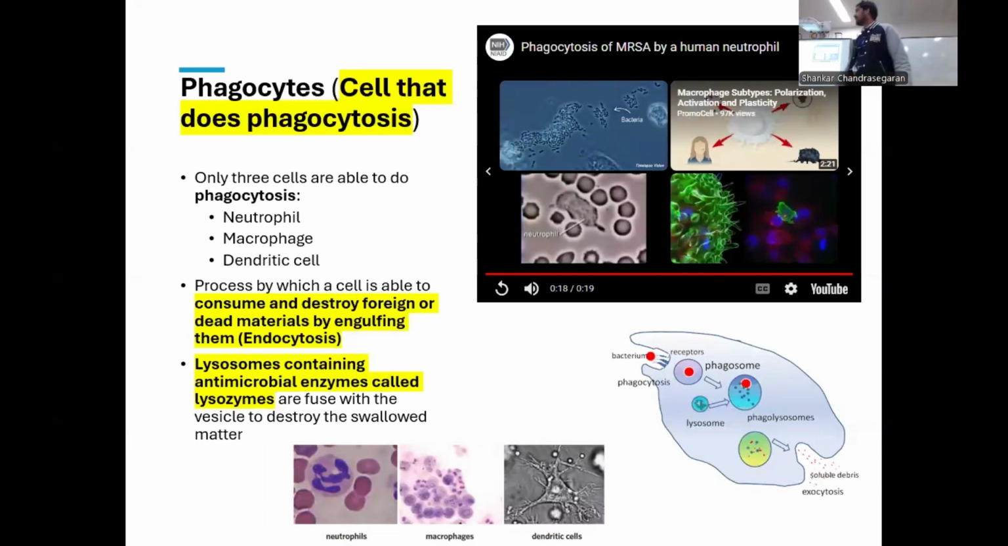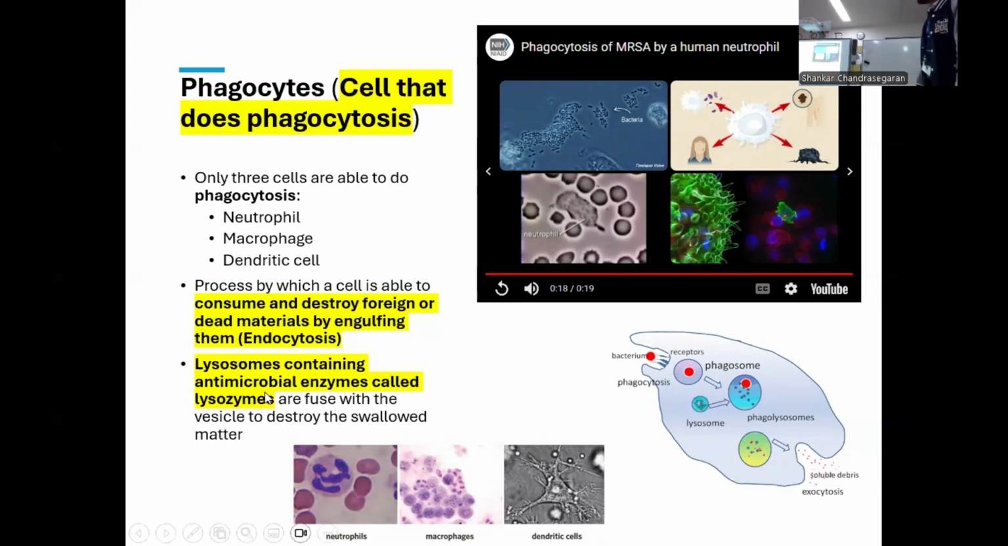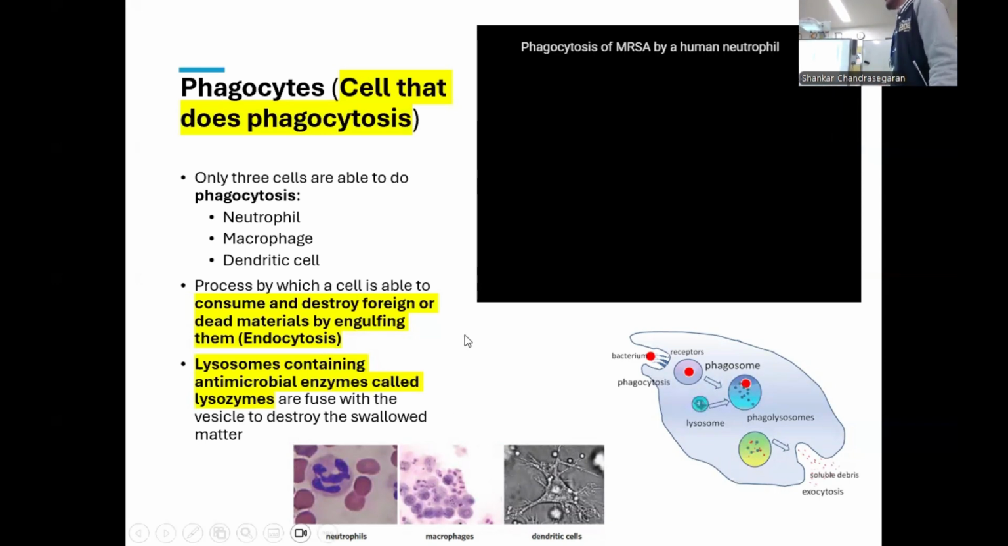The simplest way you can remember it, right? So the process by which it consumes and destroys the foreign dead material by engulfing them, that is called endocytosis. But the process by which it is actually just engulfing it, that is called phagocytosis. So it's more important that you guys know the word phagocytosis more, because that process will be questioned in the exam, and you need to know what that means, right? So once they've been swallowed, the lysosomes will release lysozyme, and they will fuse and destroy the swallowed matter. Any questions here?